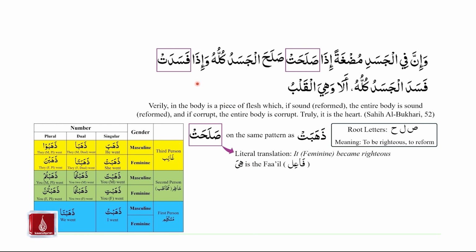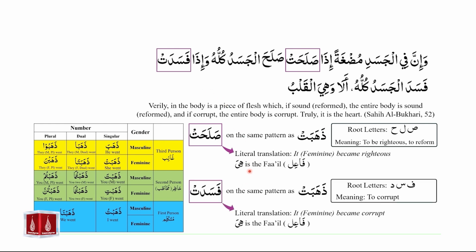Similarly, fasadat is also written on the same pattern as zahabat. Fasadat comes from the root letters fa, sin, dal, and it indicates the meaning to corrupt. Fasadat can be translated as it became corrupt. In this case, it is referring to singular and feminine, and the fa'il in the case of fasadat is hiya.